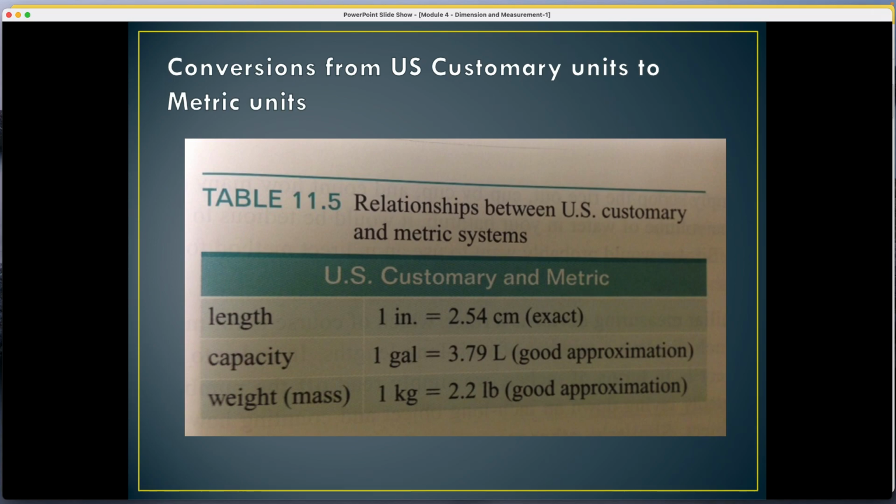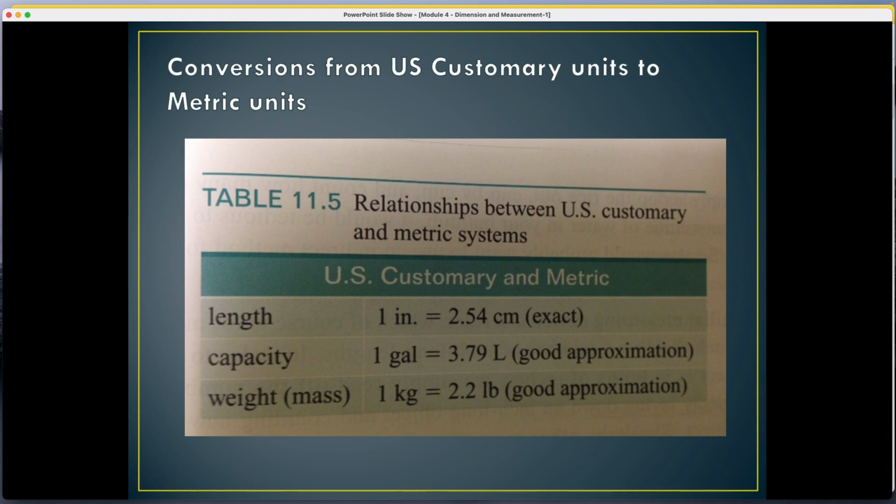What we need to do though, since we're in the American system, we've got inches, we may need to make these conversions. And again, remember, this one says it's an exact, so 1 inch is exactly 2.54, so it does divide evenly. But 1 gallon to 3.9 liters, that's an approximation because there's actually more decimals after that. So that's one of them.